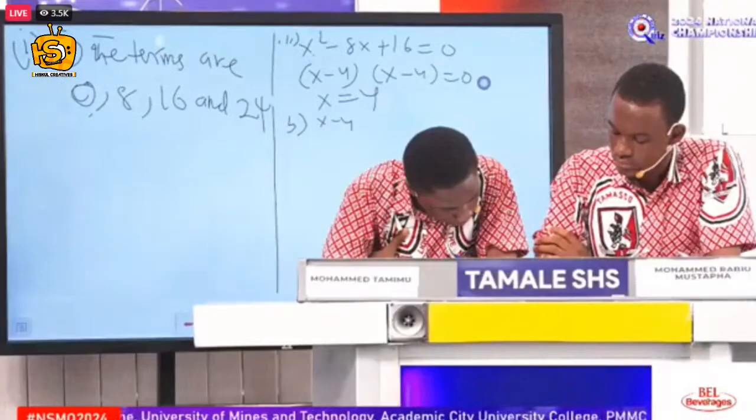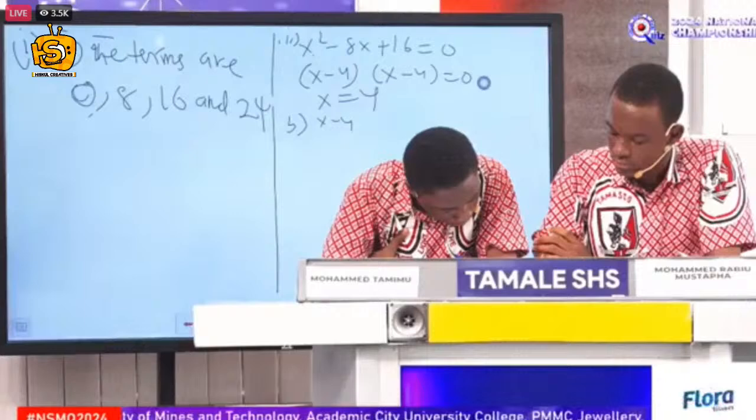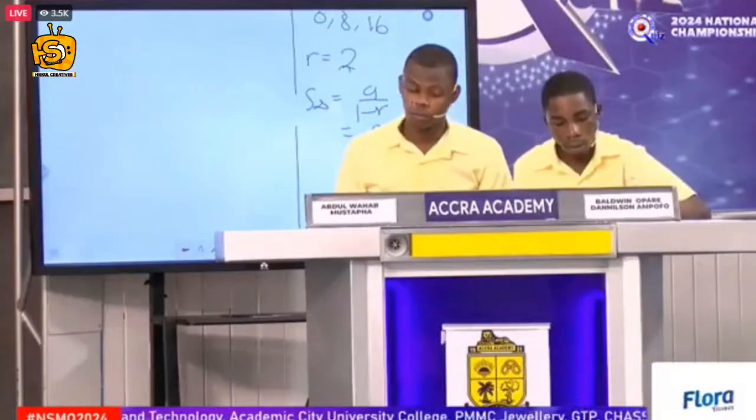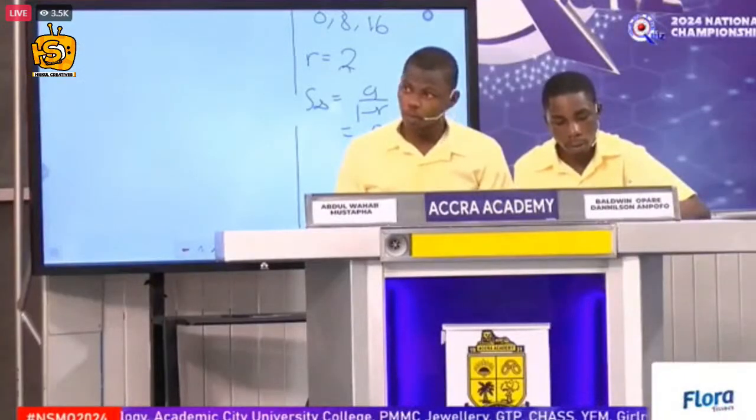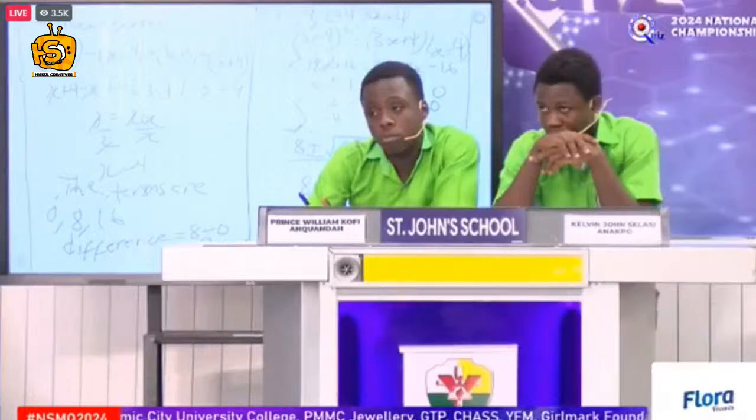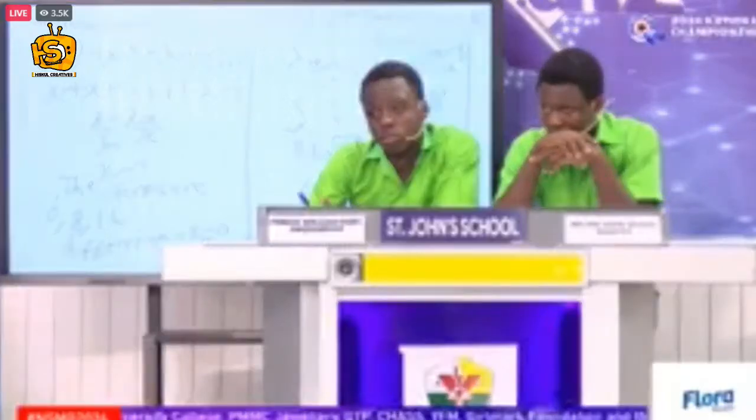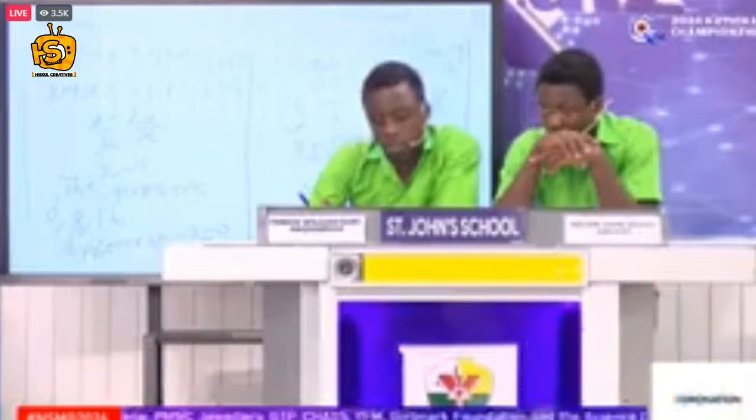Okay, so twice the middle term is 2 times x plus 4, and this should be equal to the sum of the first and the third terms. So x minus 4 plus 3x plus 4. We can easily solve this, right? So we have 2x. If you work on this, you get 2x is equal to 8, and so x has to be 4. If you get this far, you get 2 points.